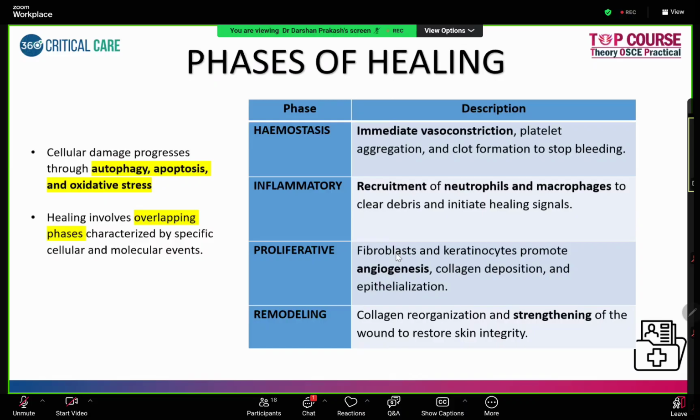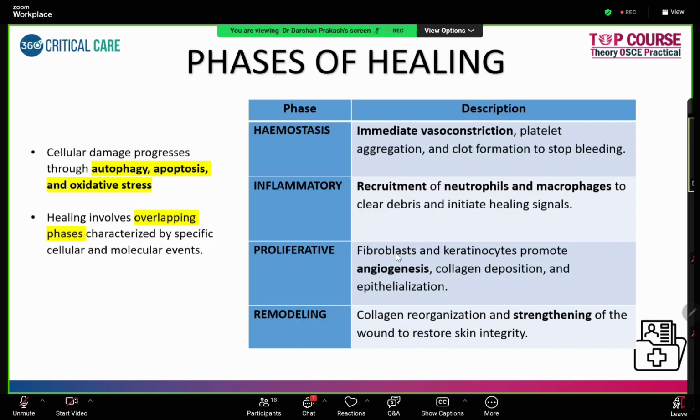Coming to the next phase in healing, that is the proliferative phase. The proliferative phase involves the movement of fibroblasts and keratinocytes, usually to promote angiogenesis. Once angiogenesis is completed, then collagen deposition would begin. Once that is completed, the next step, that is the epithelialization, would occur.